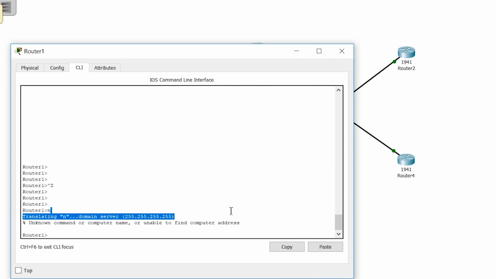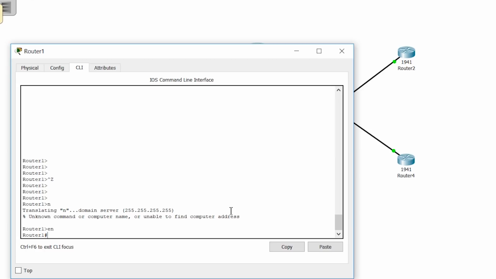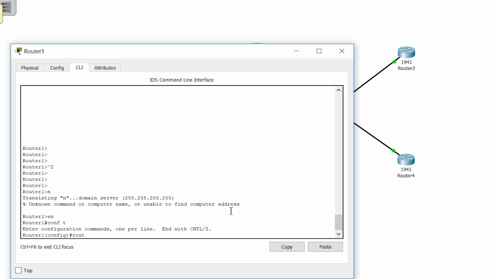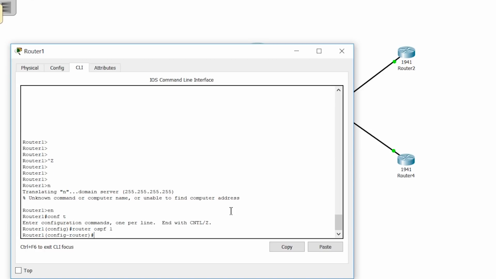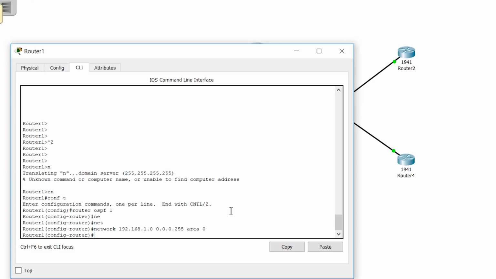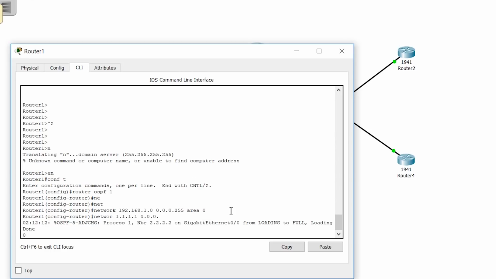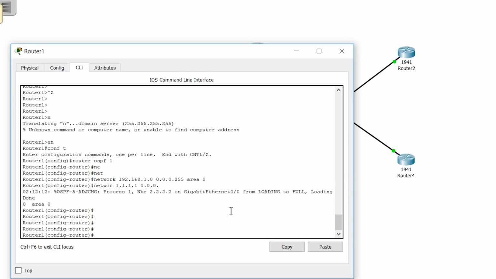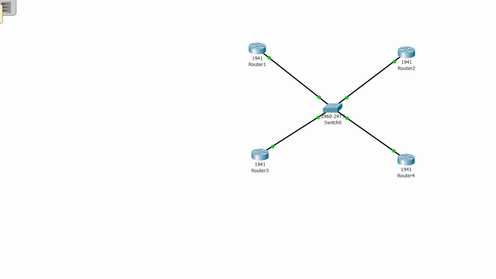I think 1 should be ready now. So enter, configure terminal, router OSPF 1, and network 192.168.1.0, 0.0.0.255, area 0. The loopback, network 1.1.1.1, 0.0.0.0, area 0. Okay.